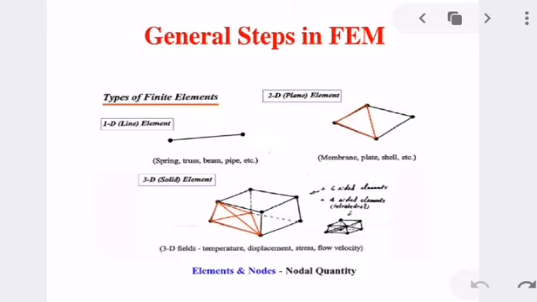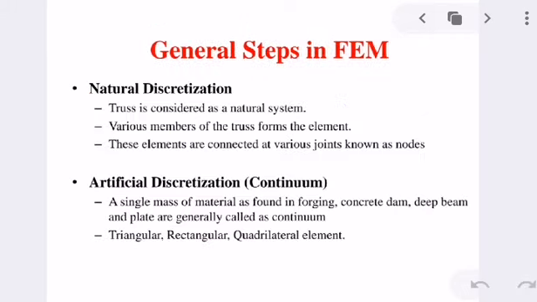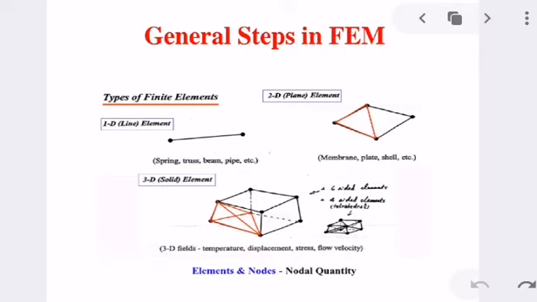So after discretization, we will study about numbering the nodes and elements, isn't it? So before that, we will get into the types of elements. What are all the types of elements? The first one is one-dimensional element, the second one is two-dimensional element, and third one is three-dimensional element.